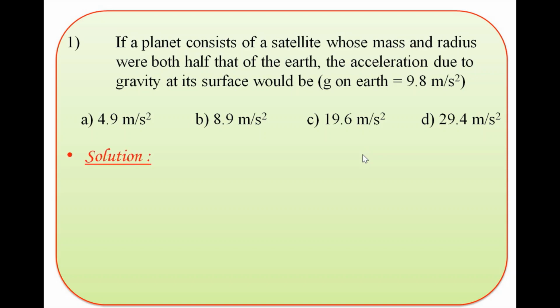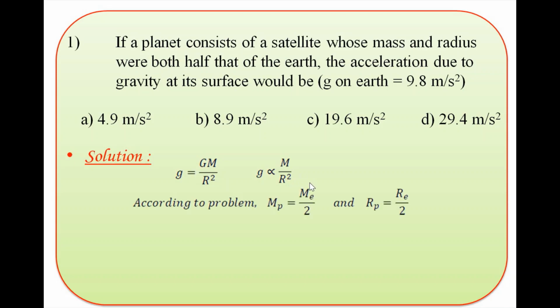Option C is 19.6 meter per second square and option D is 29.4 meter per second square. So let's see the solution of this objective. We know that acceleration due to gravity on the surface of Earth, g is equal to GM divided by R square. So g is proportional to M divided by R square. According to the problem, M of P, the mass of the planet, is equal to mass of the Earth divided by 2, and radius of the planet is equal to radius of the Earth divided by 2.